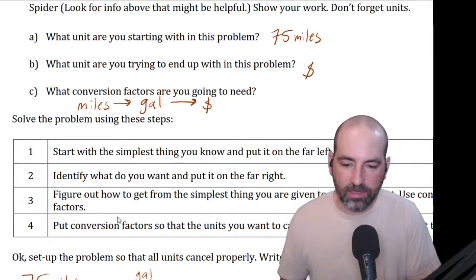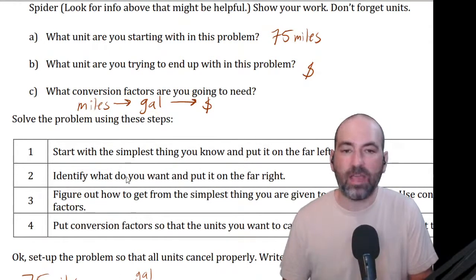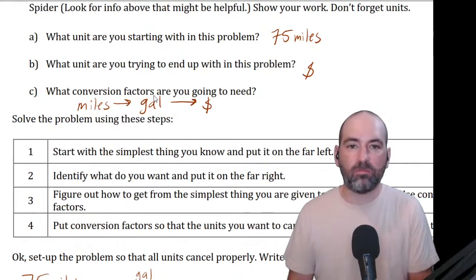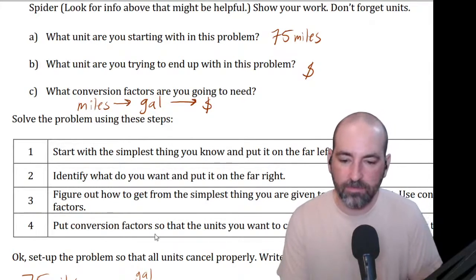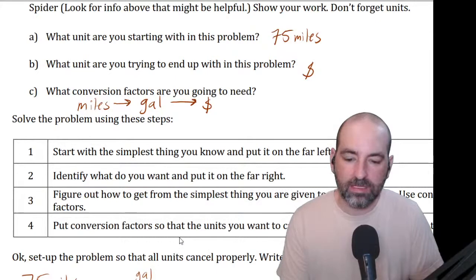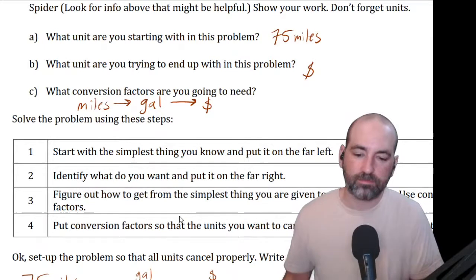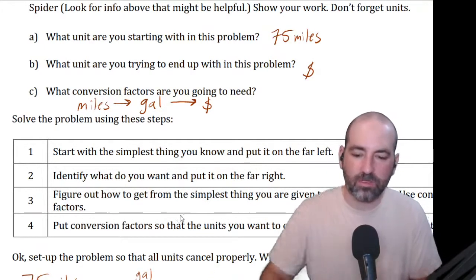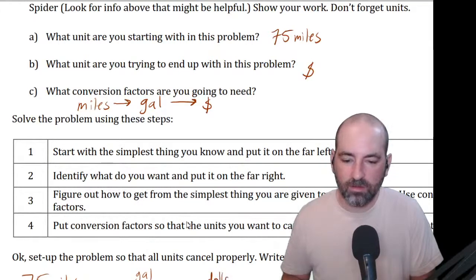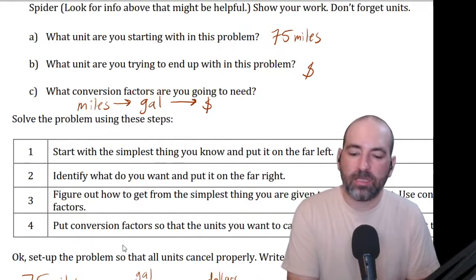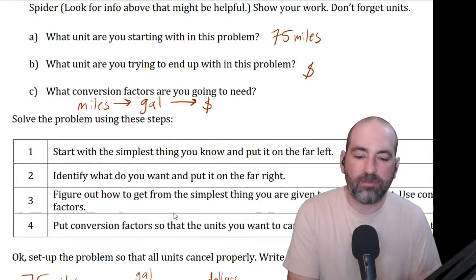So now we have gallons. We've converted 75 miles to how many gallons that's going to take. But that's not our final answer, because we want to know how much money it's going to cost ultimately. So we need another conversion factor that relates gallons to cost, or dollars. And we don't usually put the dollar sign at the end, so I'm just going to say dollars. And so in this way, miles cancel, gallons cancel, and we're left with dollars.